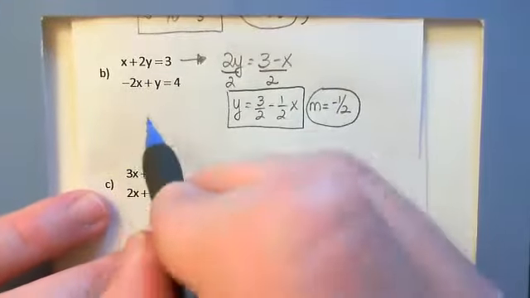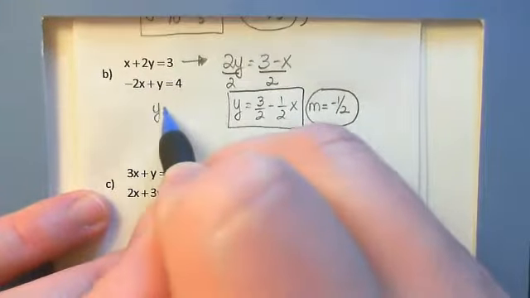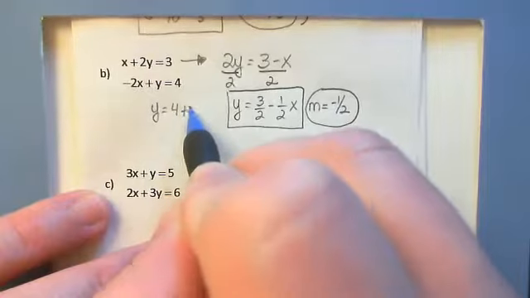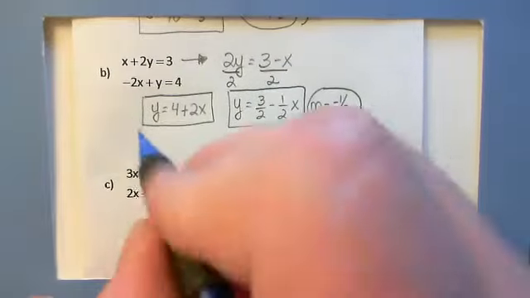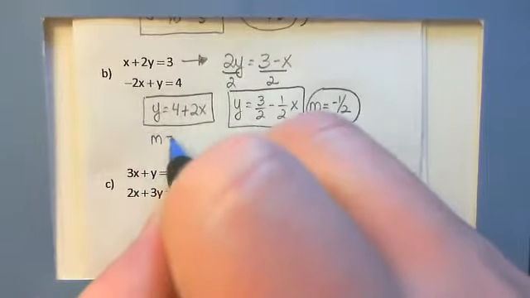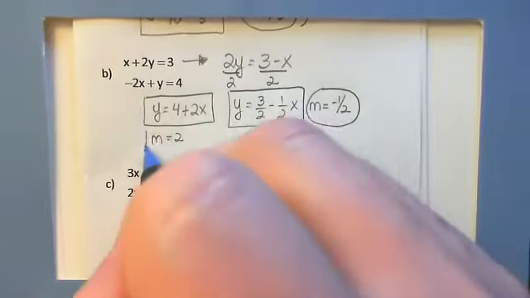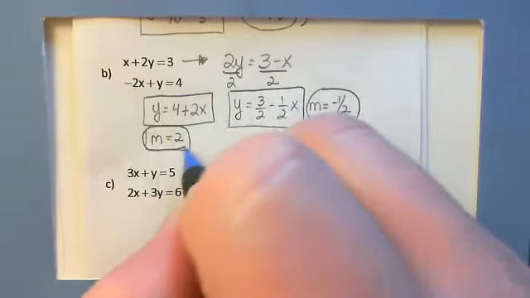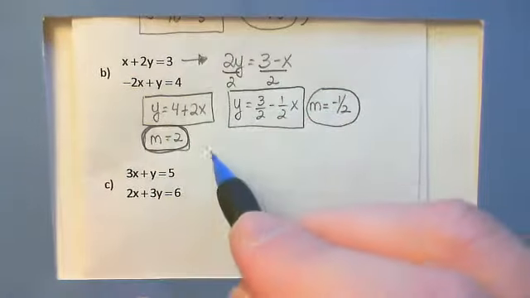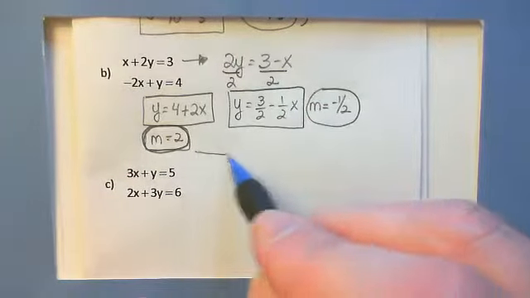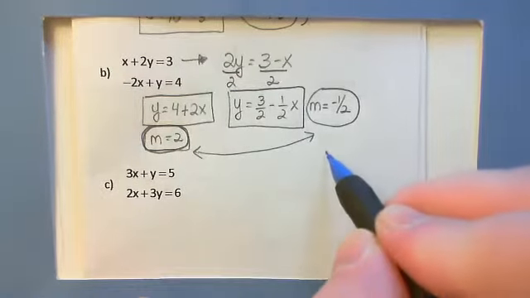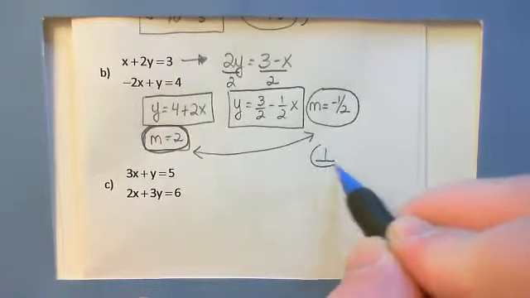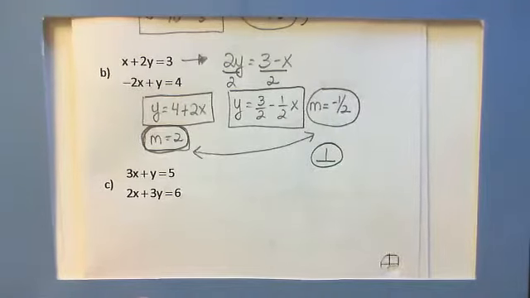Okay, let's do the same thing here. Get the y alone, so it'll be y equals 4 plus 2x. Okay, so the slope here will be 2. So if we compare this slope with that slope, we notice that they're negative reciprocals. So therefore, we can conclude that these two lines are going to be perpendicular. Okay, let's go on to problem letter C.